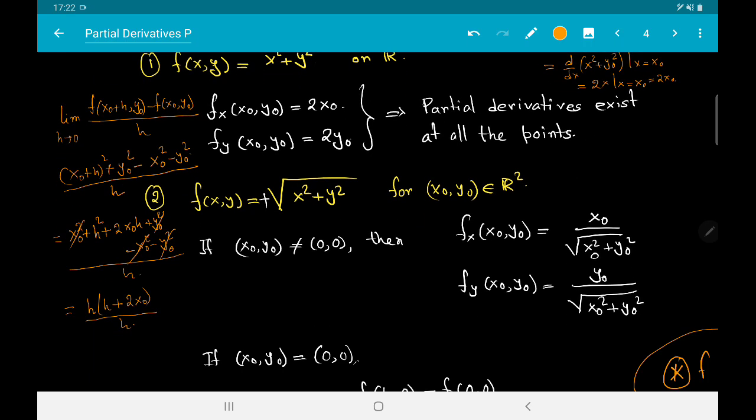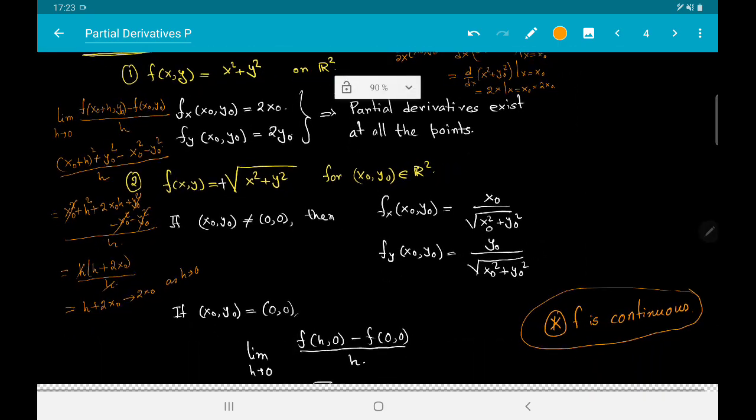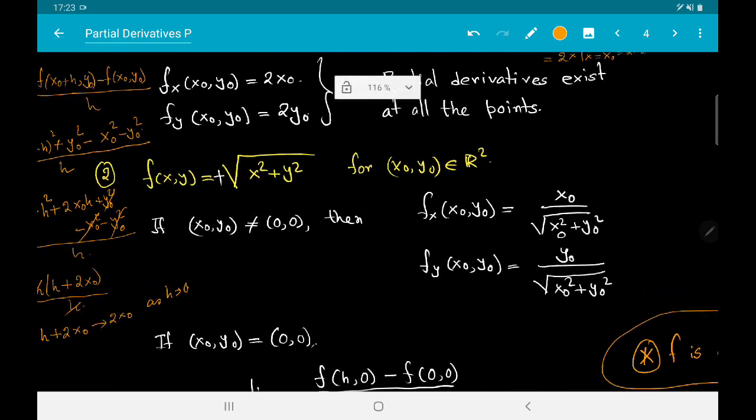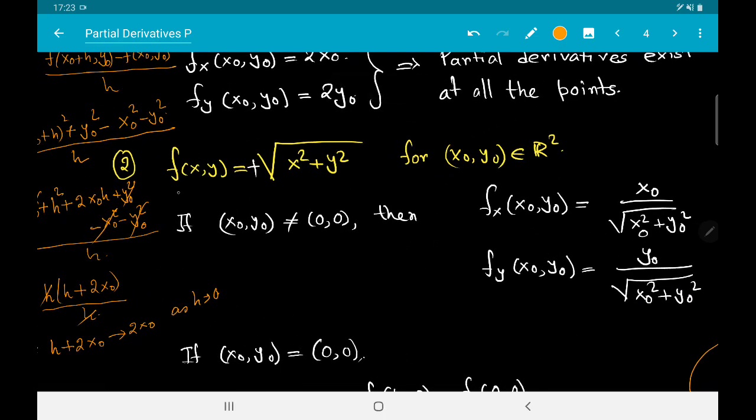So by simple limiting argument, the h's are going to be cancelled with each other, and all we are left with is h plus 2x0, and this tends to 2 times x0 as h goes to 0. Okay, so we have also checked our calculation properly in terms of definitions. So let me now look at another example. So let us look at this example.